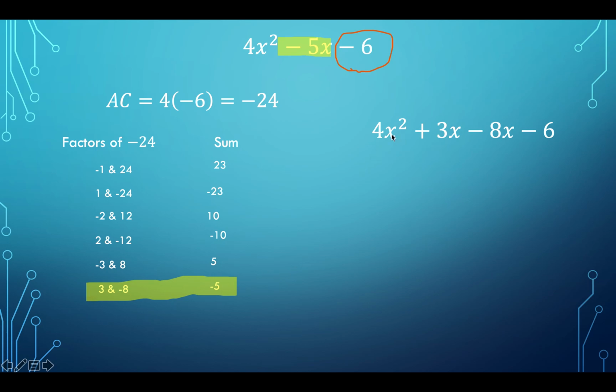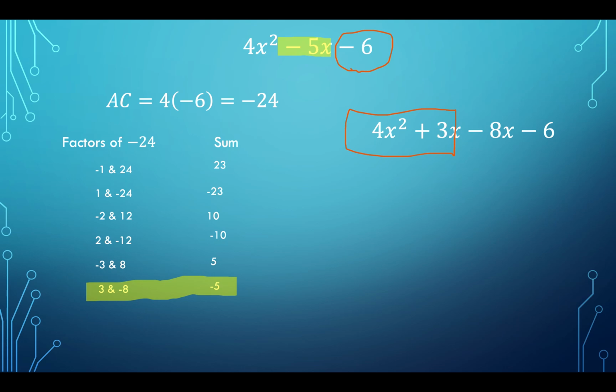So I'm going to rewrite it as 4x squared plus 3x minus 8x minus 6. All I'm doing is just rewriting this negative 5x using the factors instead. Why can I do that? Because if I added these together, I would get negative 5 back. So now we have 4x squared plus 3x minus 8x minus 6. Got to break it up into two separate problems.